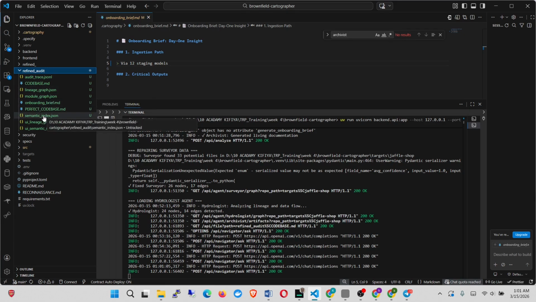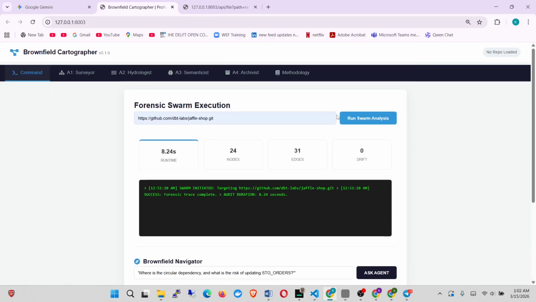Let me open the code base for it. Here's the code base. When I look at the code base of this project, there is an aha moment. Notice this discrepancy in my manual documentation.